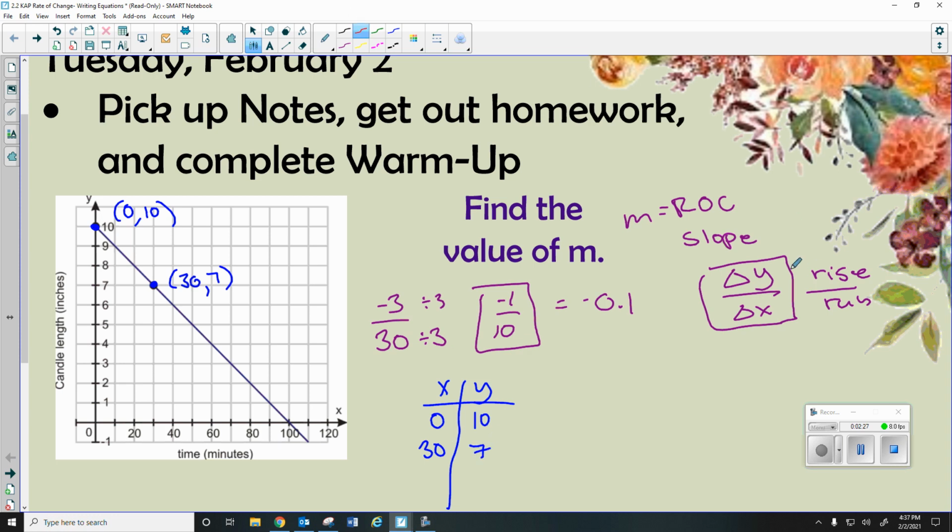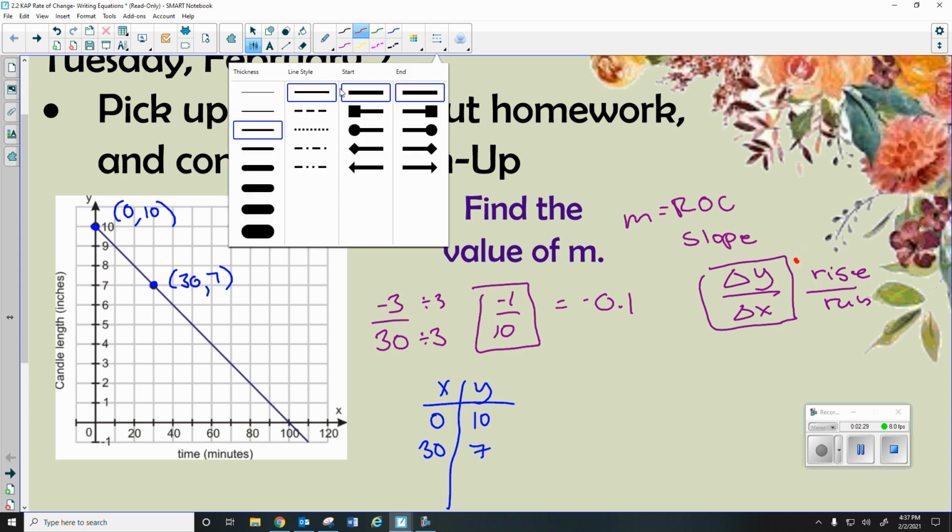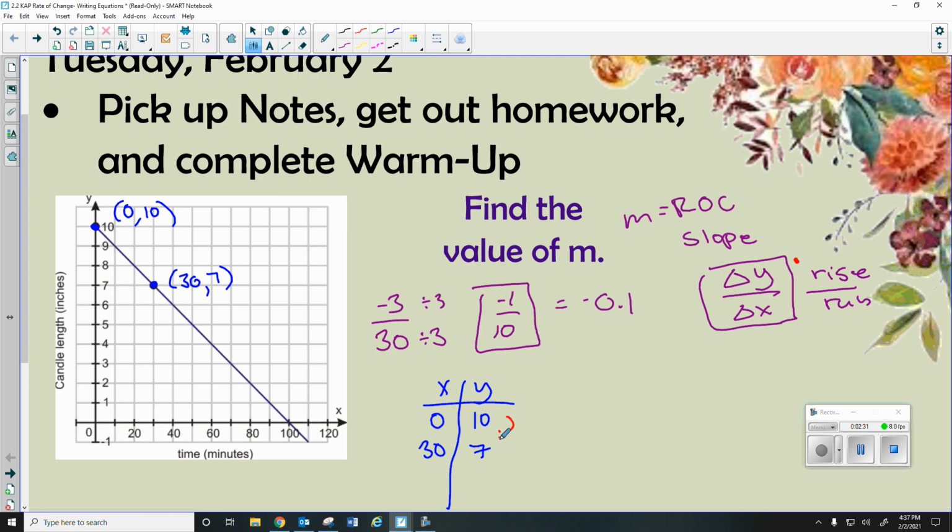Finding the change in Y in this style, I am subtracting 3, so I'm going to make sure I put -3. My change in X was +30. So you'll notice I'm going to get the same thing. If I put the change in Y over the change in X, that's -3 over 30, and it would simplify again to the same thing. So that's just a review. Finding M means we're finding the rate of change.